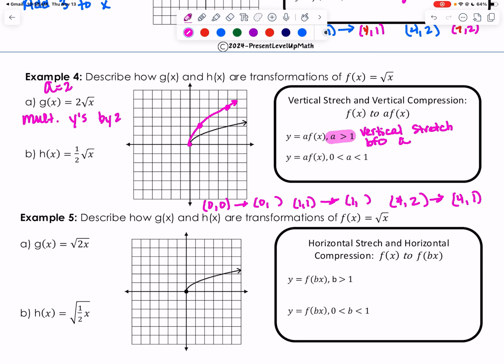Okay, so in problem B, we have h of x equals 1/2 times the square root of x. Notice the 1/2 is in front of the square root symbol, so that means a is 1/2. So we're going to multiply the y's by 1/2. So 0, 0 would still be 0, 0. 1, 1, half of 1 is 1/2. So 1, 1/2. And 4, 2, half of 2 is 1. So this would be 4, 1.